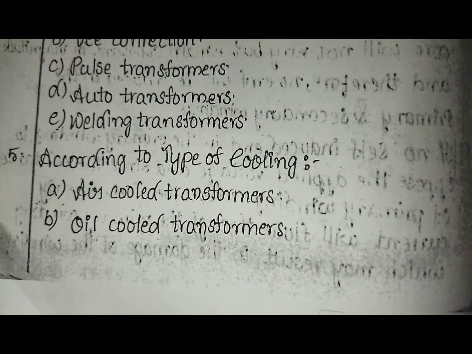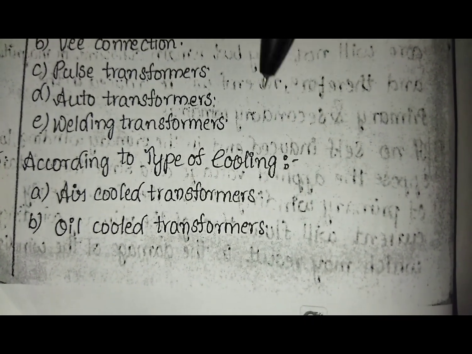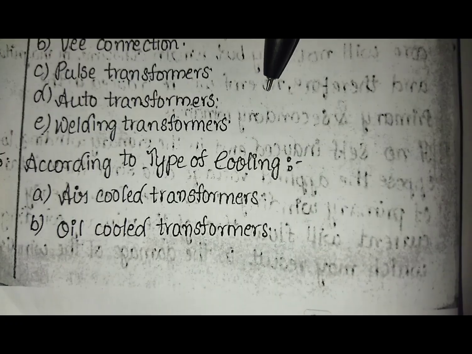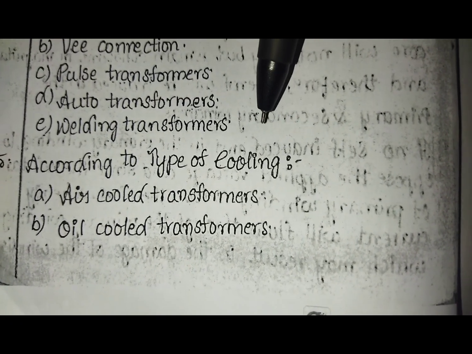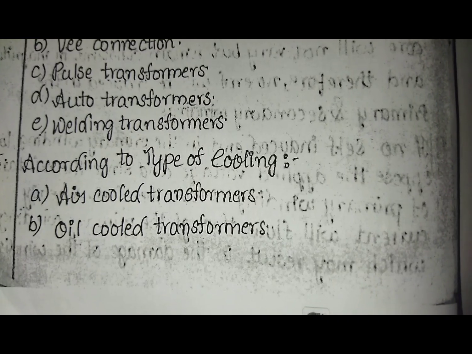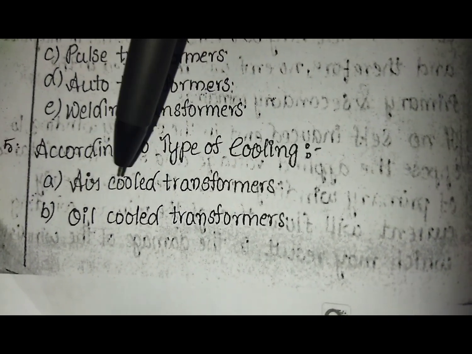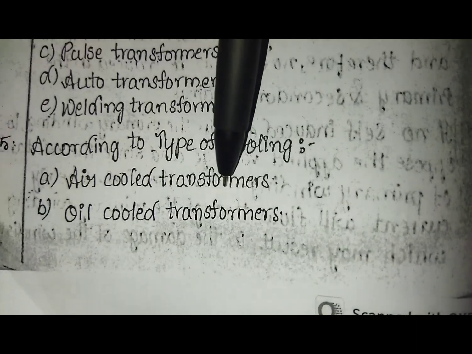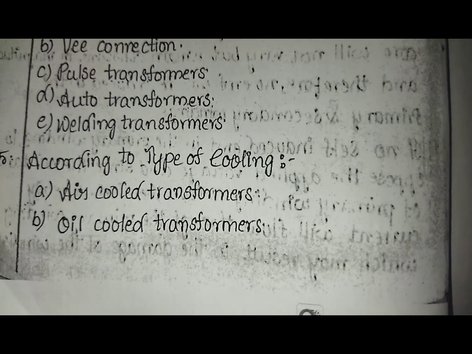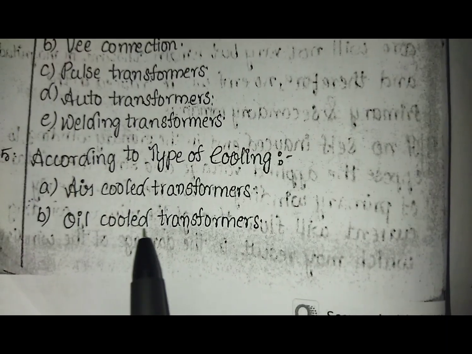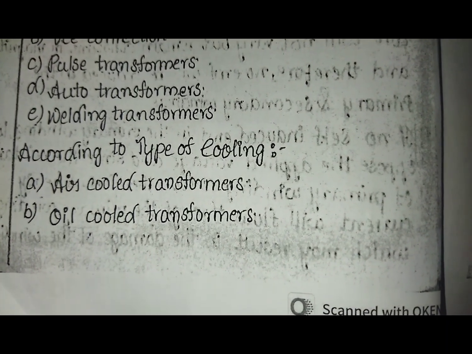According to type of cooling, we use a cooling system because with more usage the transformer gets heated. For cooling, we use these types: air cooled transformer and oil cooled transformer. Air cooled transformer will be cooled by air naturally. Oil cooled transformer will be cooled by pouring oil for the transformer.